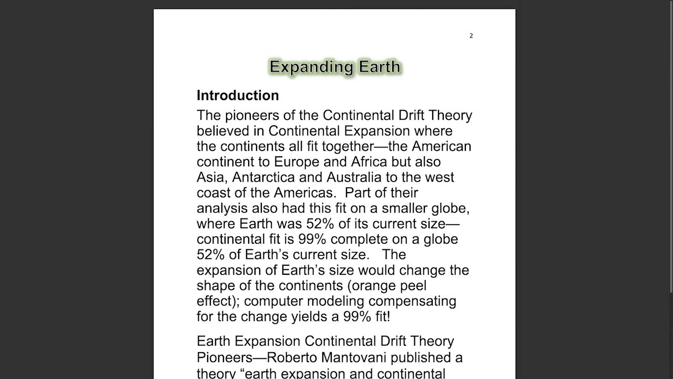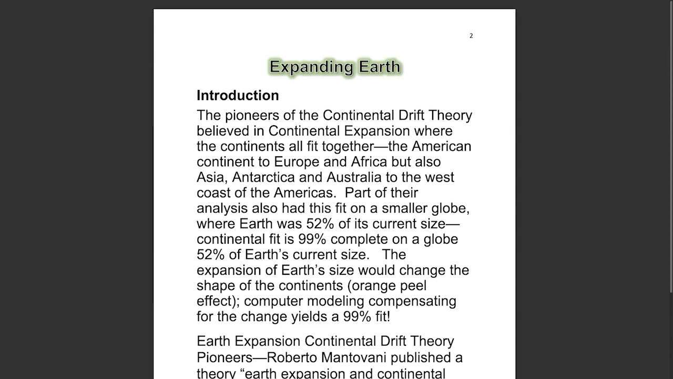Expanding Earth, basic introduction: the pioneers of the continental drift theory believed in continental expansion originally, where continents all fit together, the American continent to Europe and Africa, as aforementioned, but also Asia, Antarctica, and Australia to the west coast of the Americas. Part of their analysis also had this fit on a smaller globe where Earth was 52% of its current size. At that size, continental fit is 99% complete.